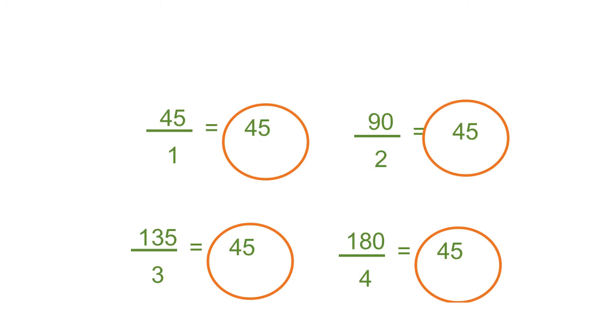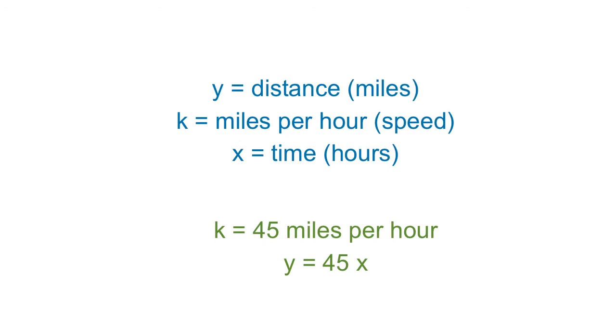So we can find the constant of proportionality by finding the unit rate or by taking any point and dividing the y by the x. And then recognizing that distance is y, k is the miles per hour, and x is time, we know that k means 45 miles per hour. So the equation would be y equals 45x. And where did that come from? It comes from just our classic y equals kx equation.